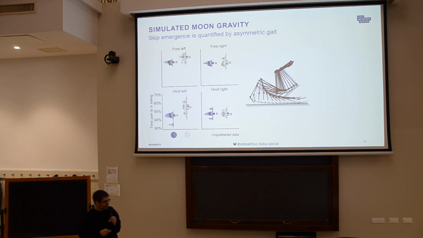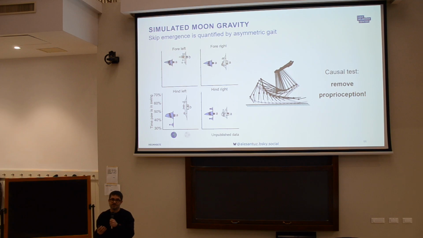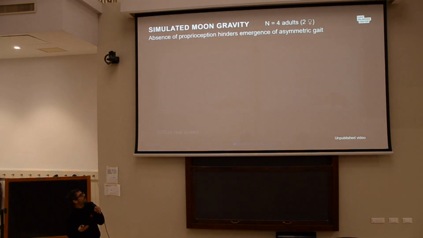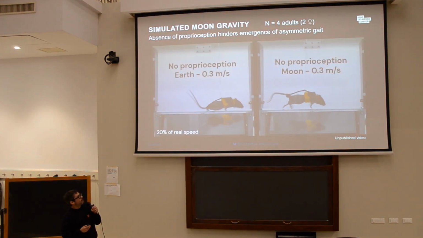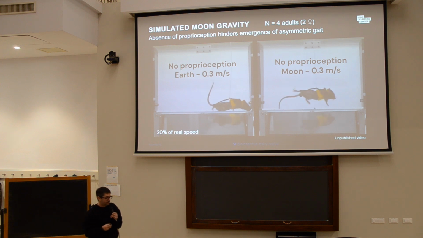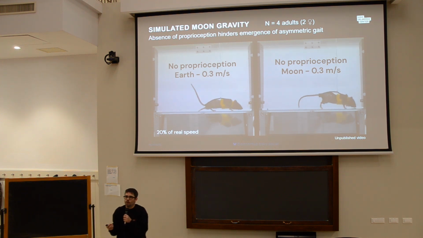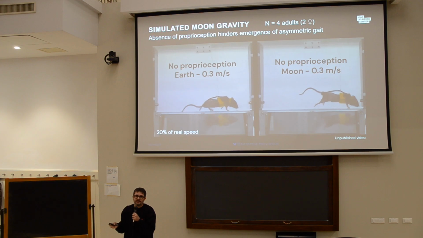So here comes the causal test we want to do to answer our question: what if, using mouse genetics, we remove proprioception? Well, if we remove proprioception, on Earth, locomotion is largely compromised, but on Moon, locomotion is not possible anymore. It's a disaster.